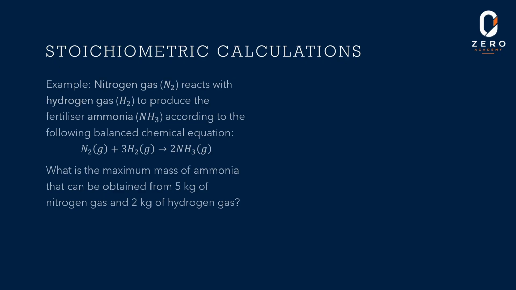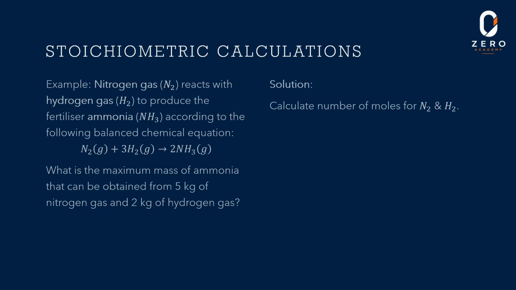Let's take a look at the example. Nitrogen gas reacts with hydrogen gas to produce the fertilizer ammonia, NH3, according to the following balanced chemical equation. What is the maximum mass of ammonia that can be obtained from 5 kg of nitrogen gas and 2 kg of hydrogen gas? Let's take a look at the solution.